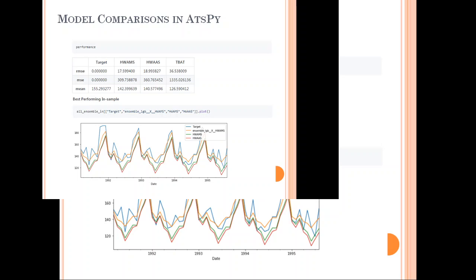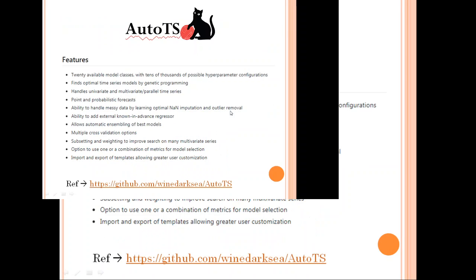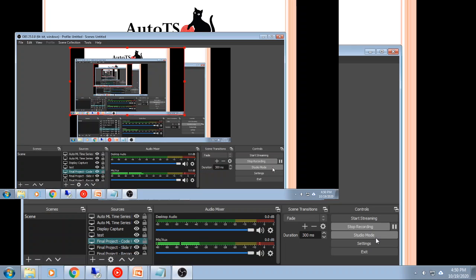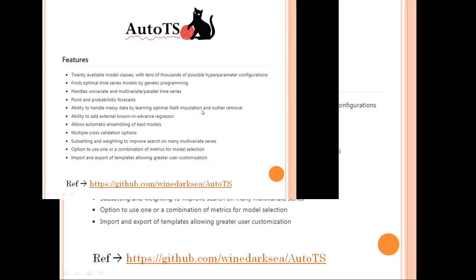Let's move on to the AutoTS. So let's quickly talk about the AutoTS. I spoke about the AtsPy, and this is another package, AutoTS, which is a little more advanced and sophisticated, and which can handle univariate as well as multivariate time series problems. So these are the top features of the AutoTS.